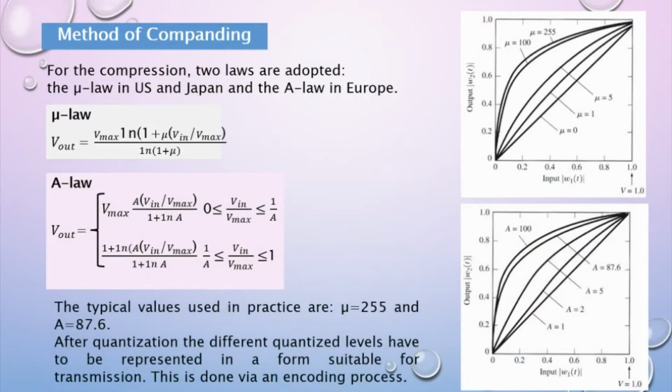Let's first look at mu-law. It follows the logarithmic formula listed here with mu equal to 255. The second is called A-law, which follows the logarithmic formula listed here with A equal to 87.6.